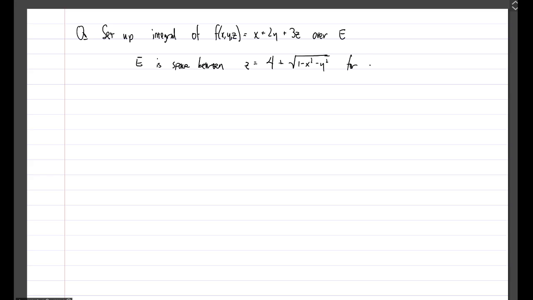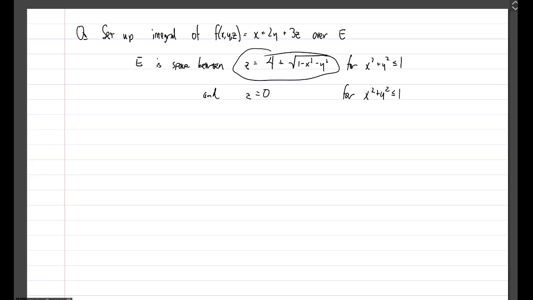for x² + y² ≤ 1. And so the space between that and z = 0 for x² + y² ≤ 1. So let's think about what shape we're getting here.